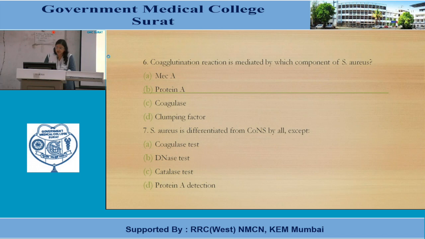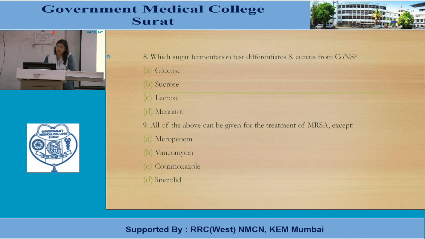So Staph aureus is differentiated from CONS by coagulase test, DNase test and protein A detection. But catalase test is not a differentiating test between S. aureus and CONS. It is a differentiating test between staphylococci and streptococci, because catalase test is positive in all staphylococci and negative in streptococci. Which sugar fermentation test differentiates S. aureus from CONS? The answer is mannitol. That's why it produces mannitol fermentation and is seen as yellow colonies on mannitol salt agar.